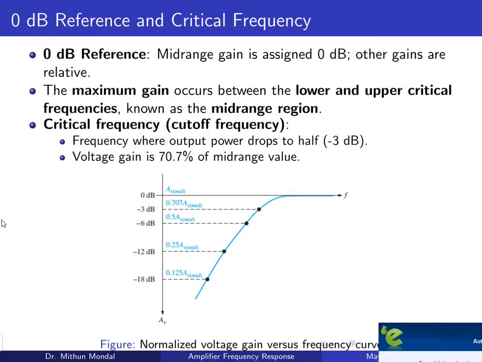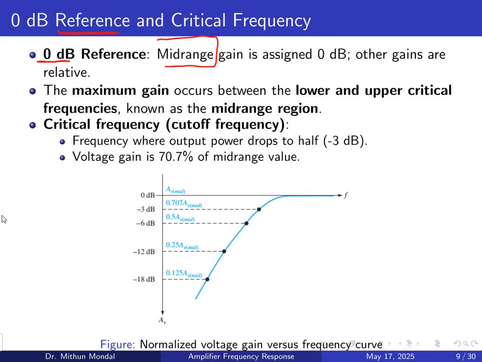Now, when we talk about the reference required in the frequency response, it is basically the 0 dB reference. We need the mid-range value; what the mid-range value is, we will discuss. The mid-range gain is generally assigned 0 dB and all other gains are relative to the mid-range. So what is this mid-range?